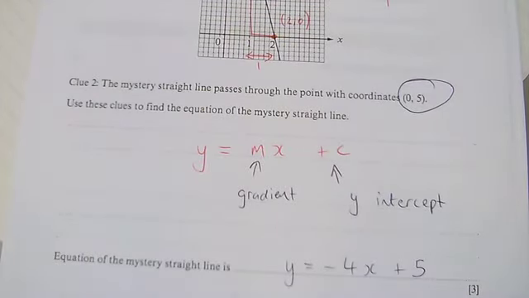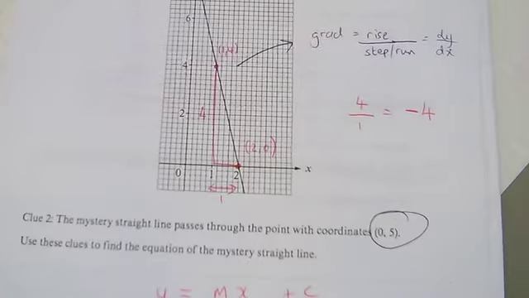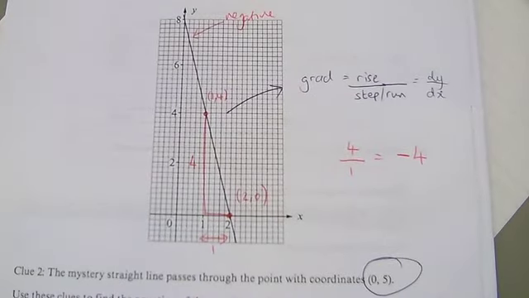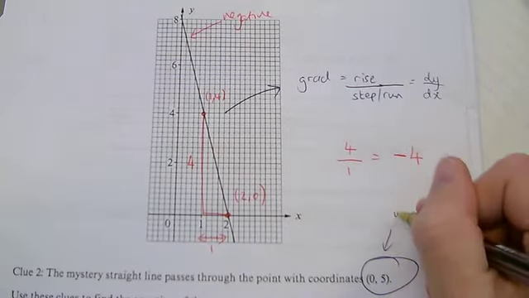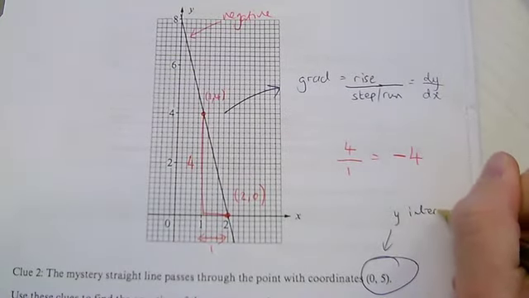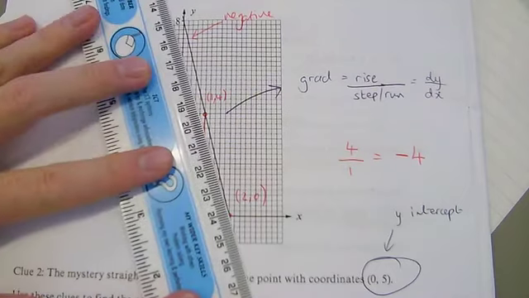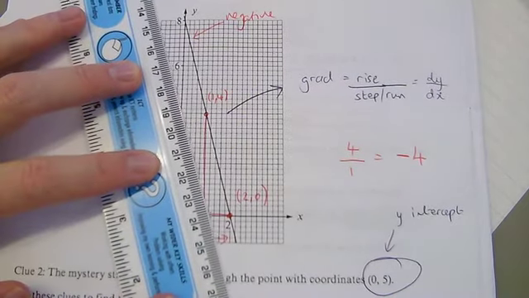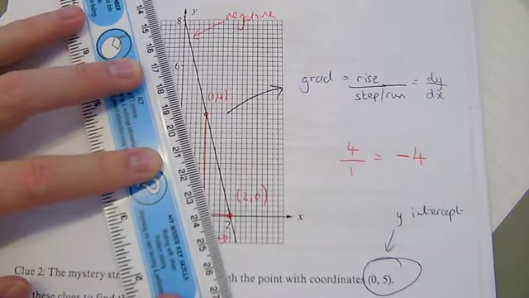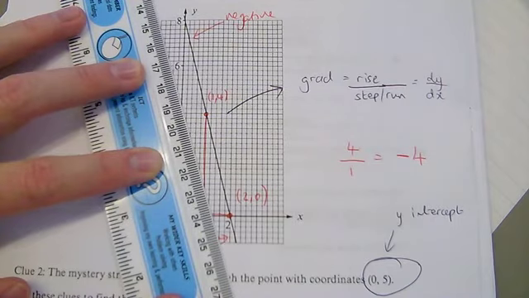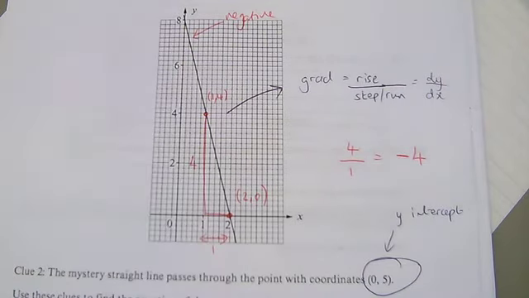All good? You just draw it. You go through 5, you keep your ruler parallel to that, and I just make sure it goes through 5. So it looked like that. I'll just draw the line then. Good question.